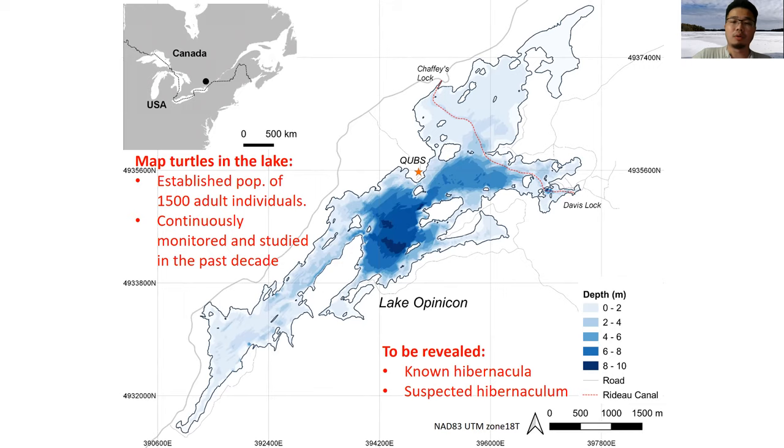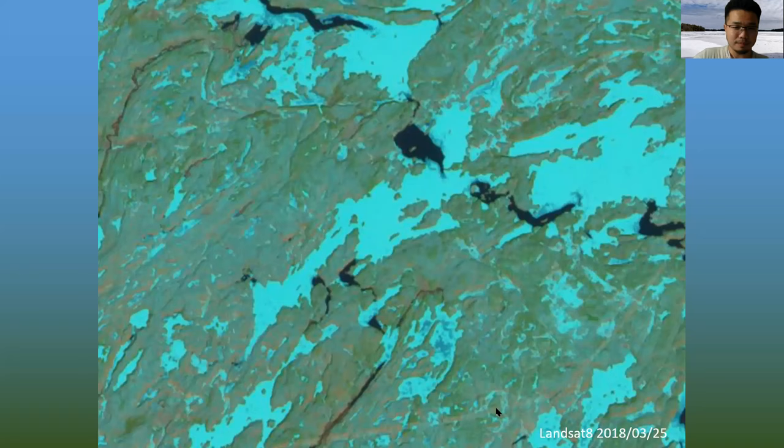Now comes the part where we're using environmental DNA to confirm known hibernation sites, and also to survey the suspected hibernation site. Here is the impression of the winter in Lake Opinicon. This is one of the images from Landsat, the satellite doing geological surveys over the years. So in the winter, you can see the entire lake is almost frozen.